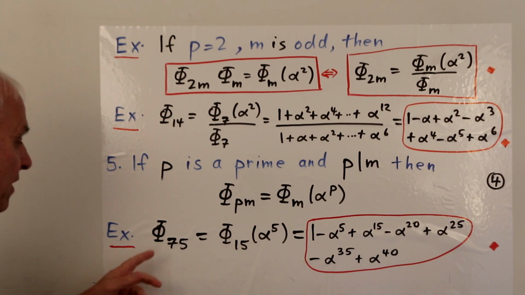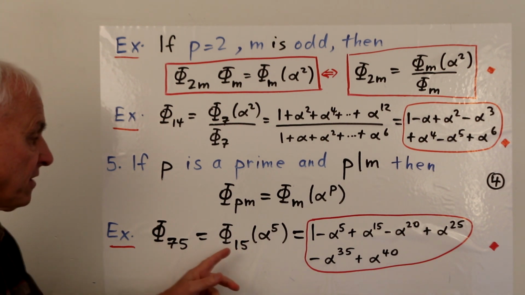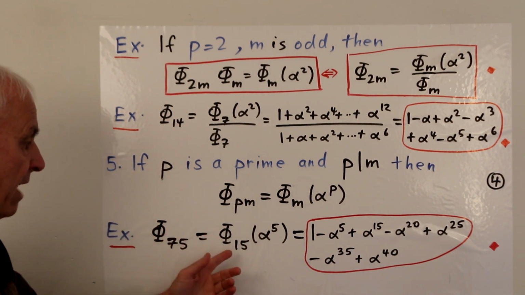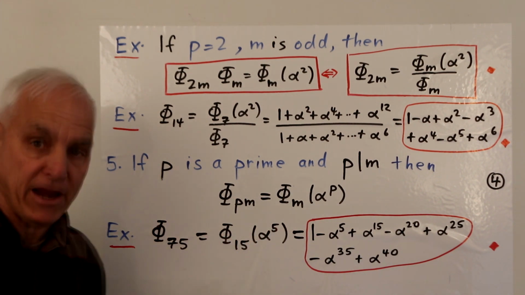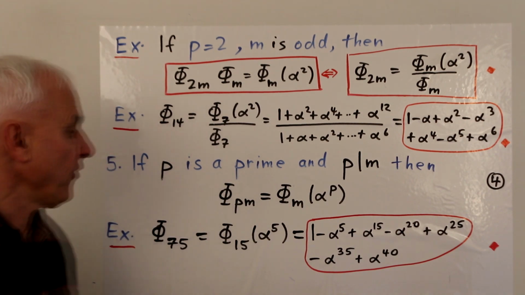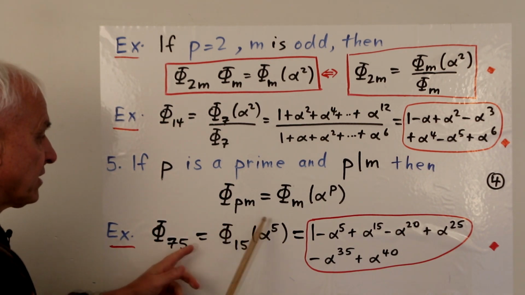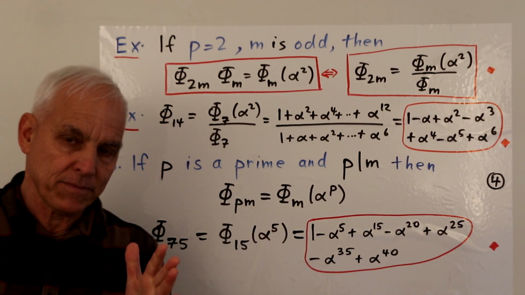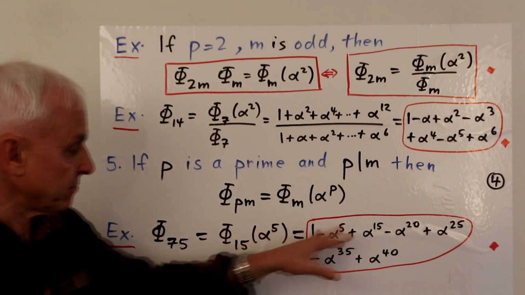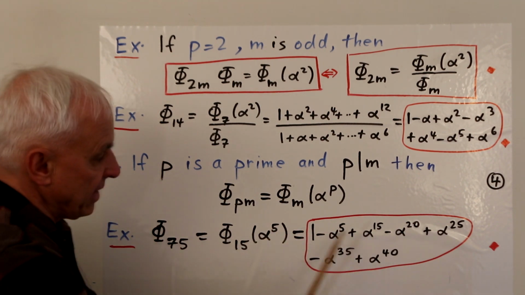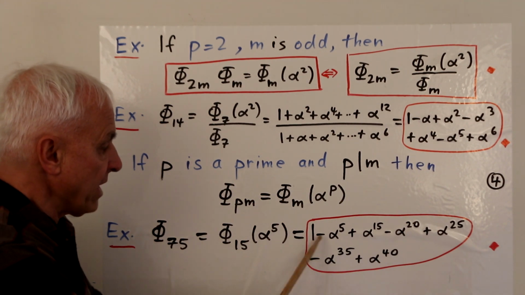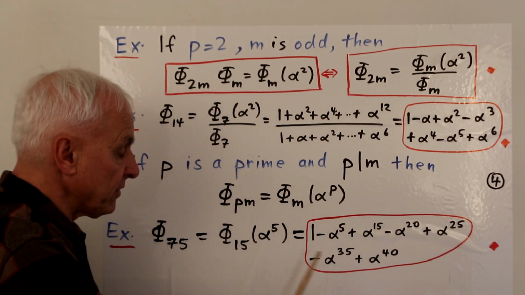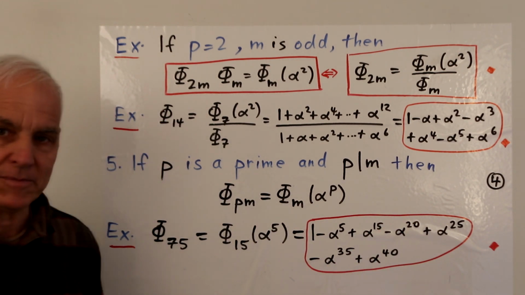So for example, phi sub 75, 75 is 15 times 5. So in this case, the prime p is 5, and the m is 15, and 5 does actually divide 15. Okay, so then the rule is that phi sub 75 is phi sub 15 evaluated at alpha to the 5. Now phi sub 15 was that interesting thing that we'd already seen before, and we just take that thing and replace alphas with alpha to the 5. So we get 1 minus alpha to the 5 plus alpha to the 15 minus alpha to the 20 plus alpha to the 25 minus alpha to the 35 plus alpha to the 40.